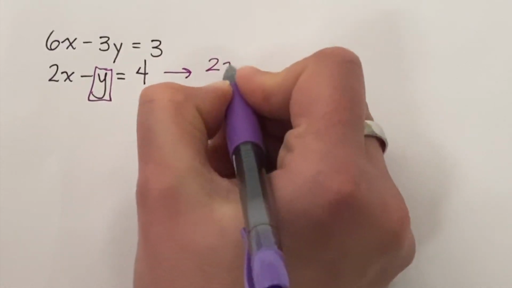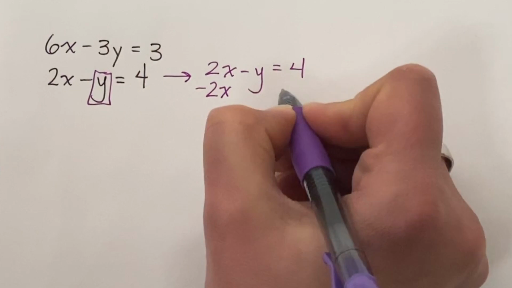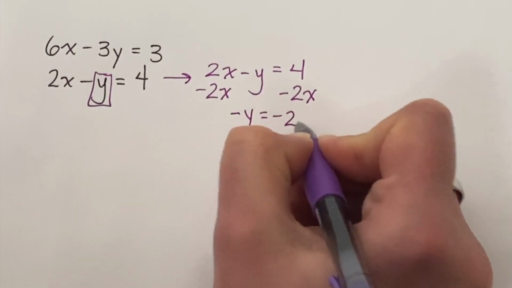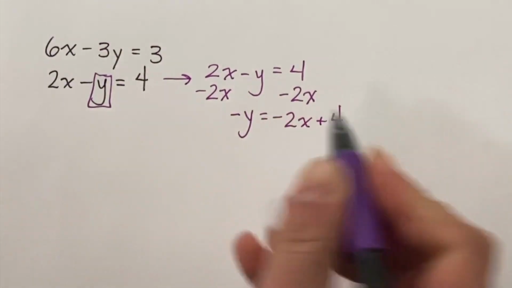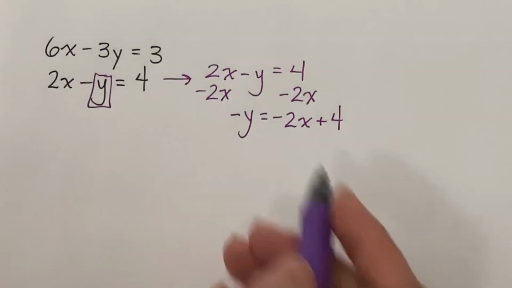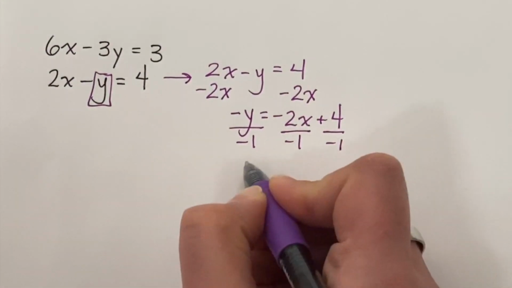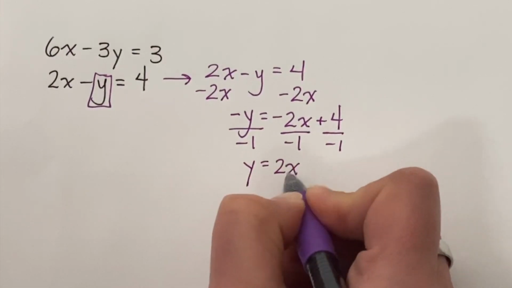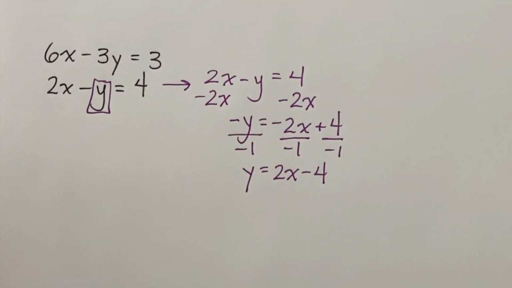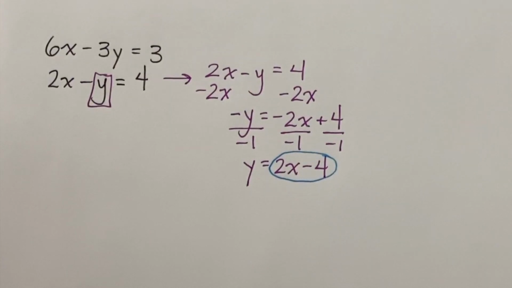I'm going to do that by first subtracting the 2x from both sides, and I'm left with negative y is equal to negative 2x plus 4. Now it's great that I know what negative y is equal to, but I need to know what y is equal to. So I need to divide everything by negative 1. So I'm left with y is equal to 2x minus 4. Now that came from the bottom equation. So I know from the bottom equation that y is equivalent to 2x minus 4.